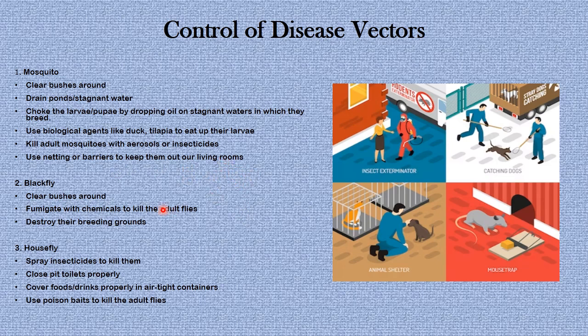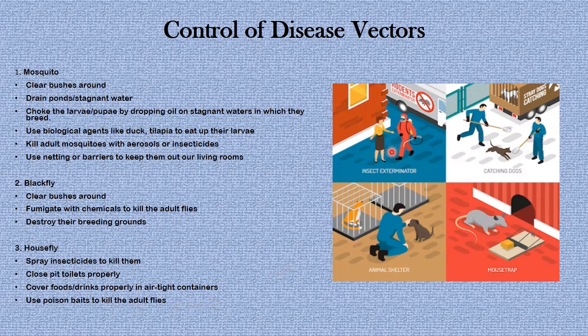Now, the black fly as well, you need to clear the bushes around, fumigate with chemicals to kill the adult flies, destroy their breeding grounds. For housefly, we use insecticides to kill them, we close pit toilets properly, cover foods and drink properly in airtight containers, and use poison baits to kill the adult flies.